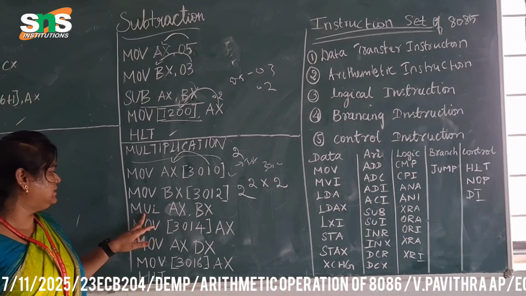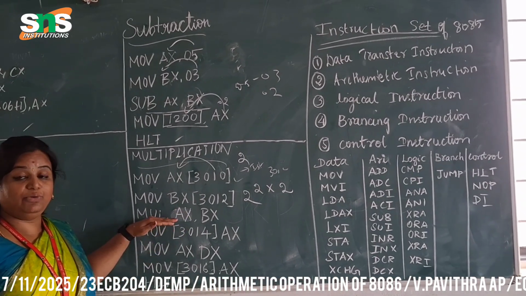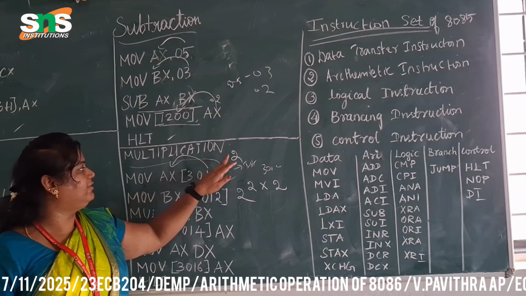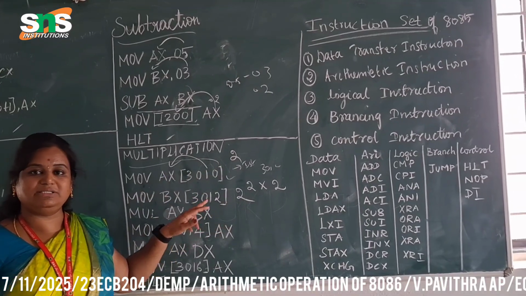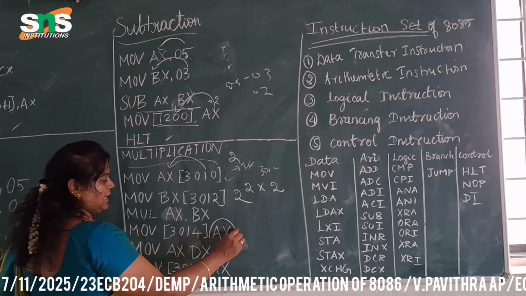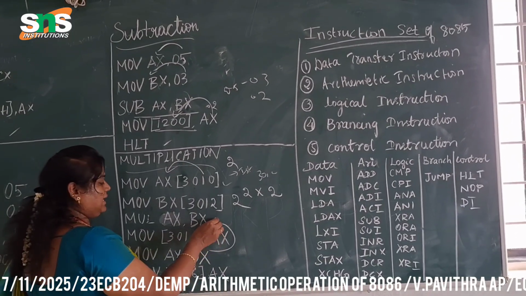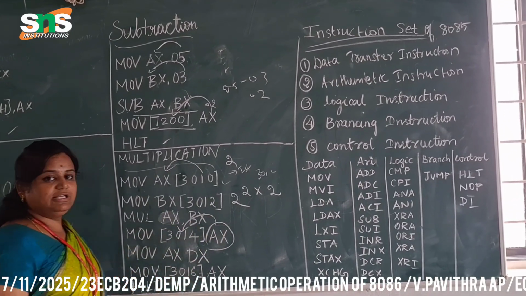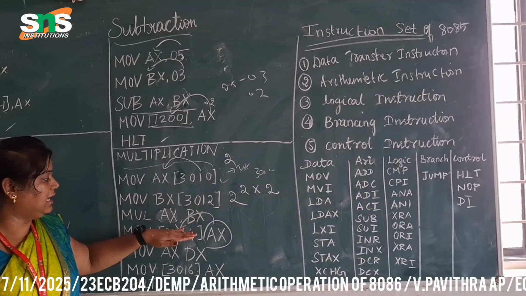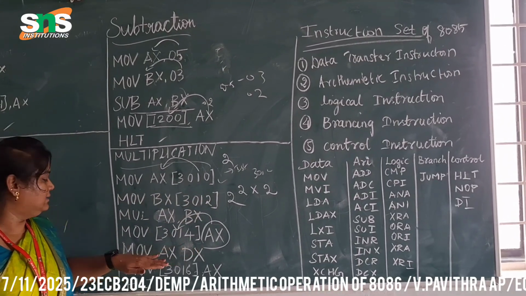So the AX has a value 2 and the BX has a value 2. Next is MUL, which is multiplication of AX and BX. The AX has 2 and the BX has 2. So what is the value of 2 into 2? It will be 4. The 4 will be stored in the AX. Then the AX value is moved to 3014, because this is one address and this is another address, the output address.